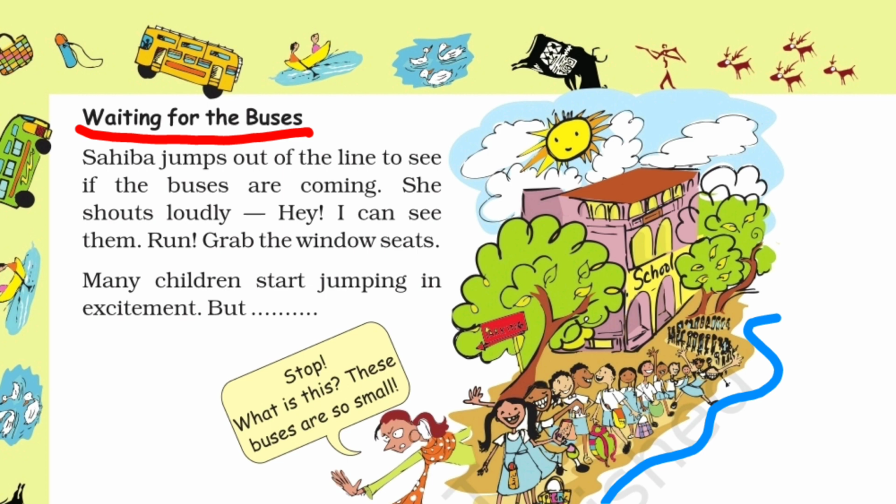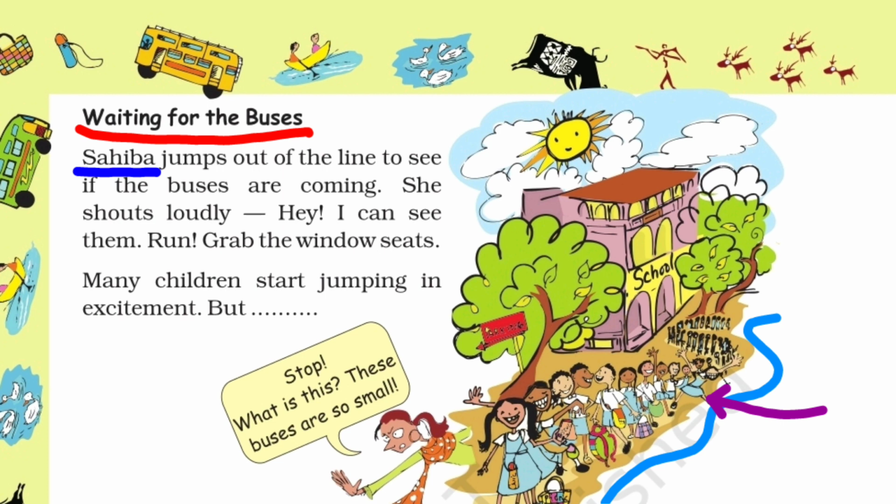So Shaiba, she is one of the students standing in the line. Shaiba jumps out of the line to see if the buses are coming. So what she did, she jumped out to see whether the buses are coming. She shouted loudly, "Hey, I can see them." So the buses are on the way and she is able to see the bus.